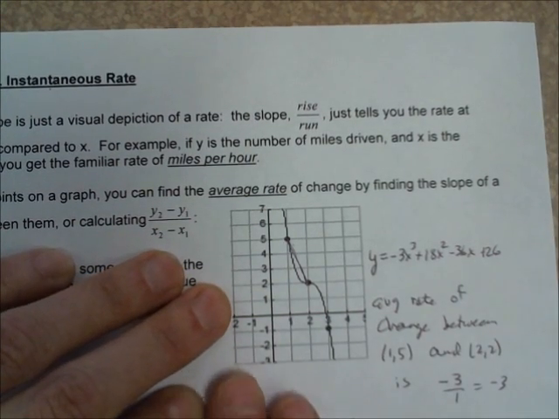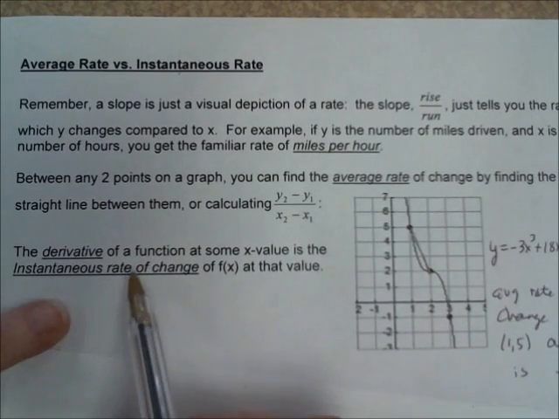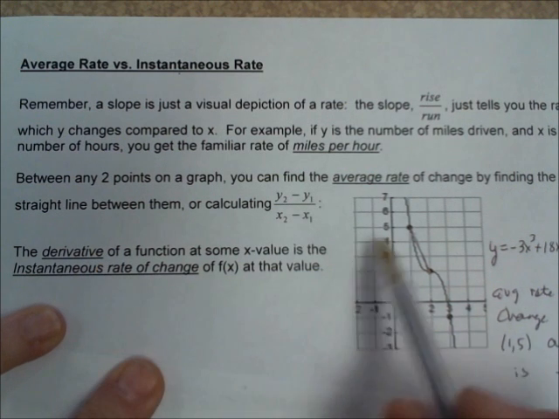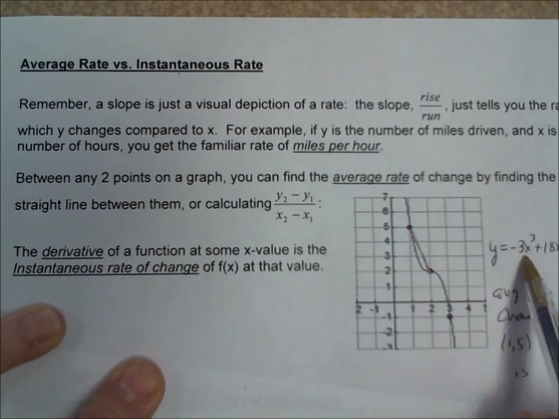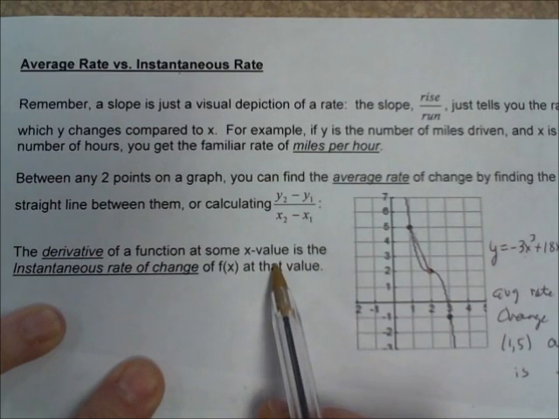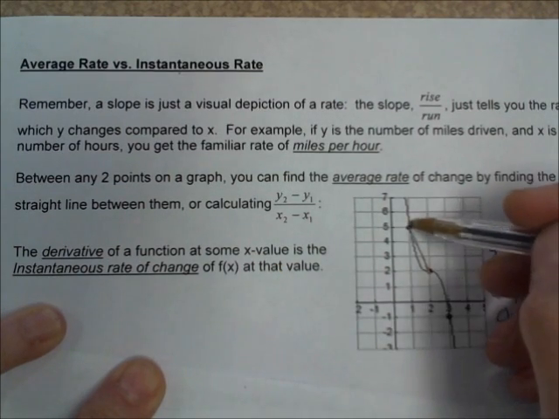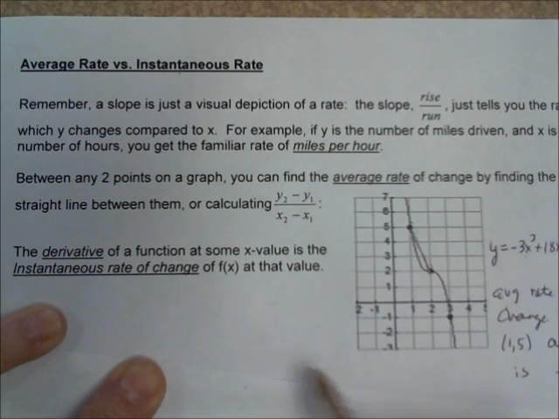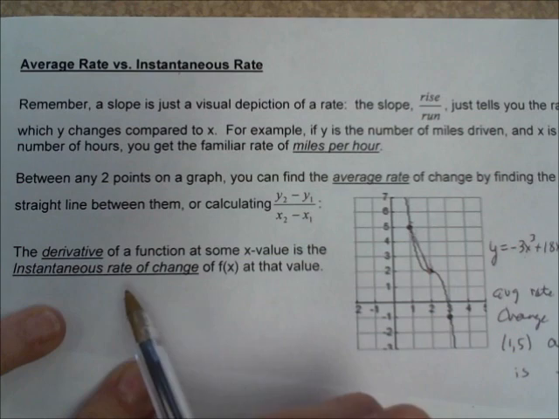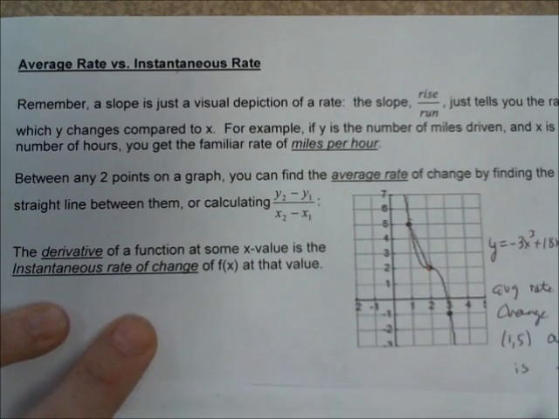But what we're doing is finding derivatives of functions, and if you find the derivative of a function, we could find the derivative of this function, and we will, and we plug in some particular x value, what we get is not an average rate of change between 2 points, but something called an instantaneous rate of change at a particular value.